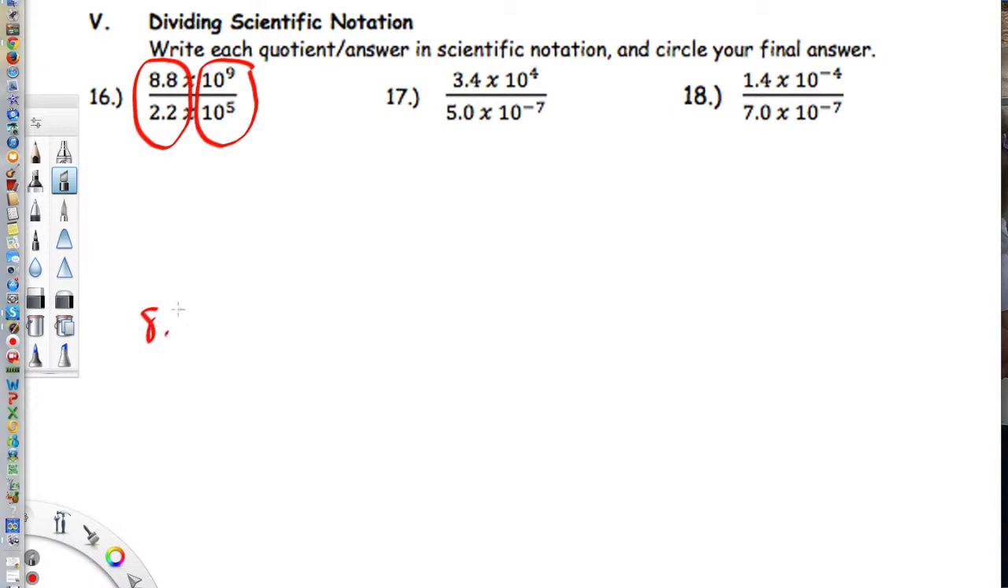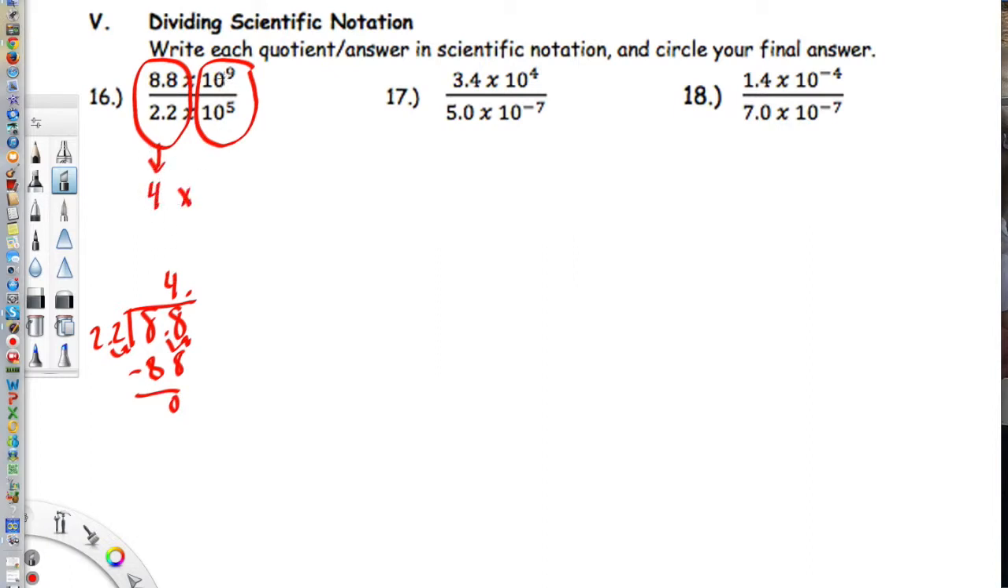And 8.8 divided by 2.2, I have to move the decimal point one place to the right, one place to the right. Okay, because I can't have a decimal out here. And 22 would go into 88 4 times. 4 times 22 is 88 with no remainder. So that works out nice. So my answer is 4.